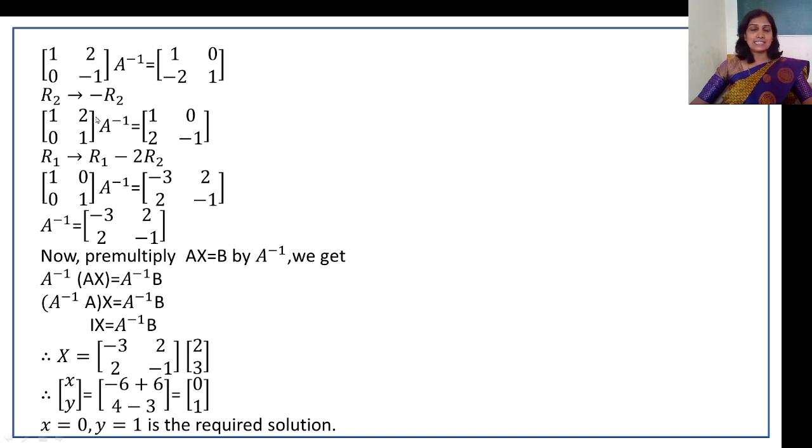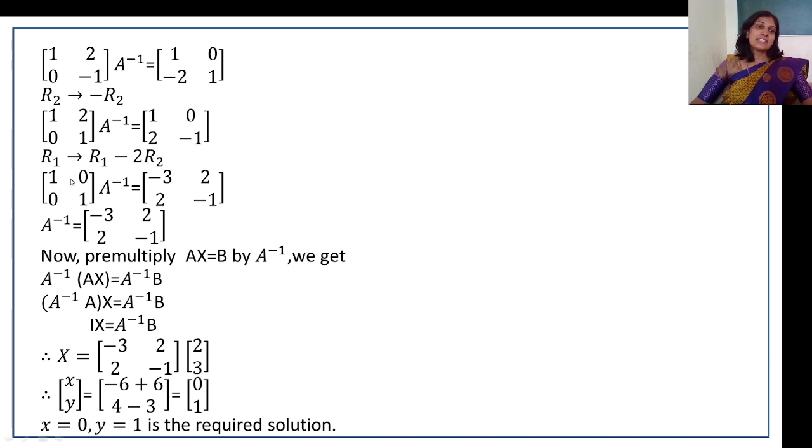First row as it is. Now we have to make this 2 into 0. So we use the transformation R1 gives R1 minus 2 R2. So this matrix is converted into the identity matrix. A inverse is equal to, here 1 minus 2 into 2, which is equal to minus 4, 1 minus 4 which is minus 3. Then 0 minus 2 into minus 1 which is 2, 0 plus 2 which is 2. And 2 and minus 1 as it is, second row as it is.